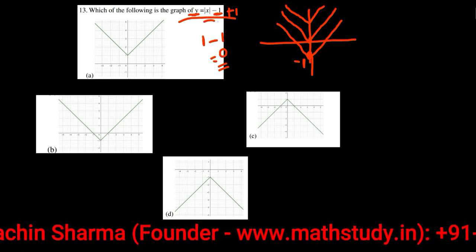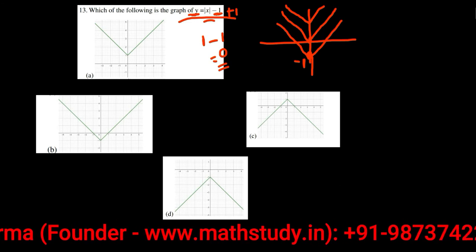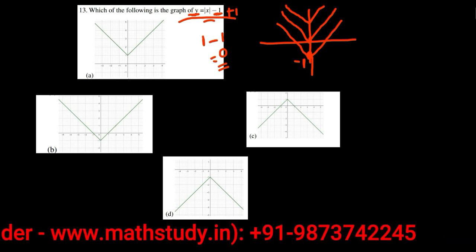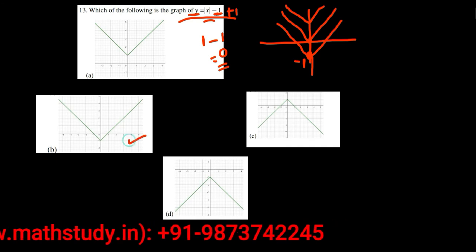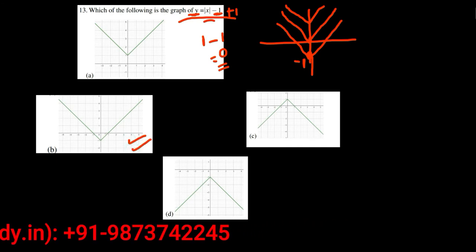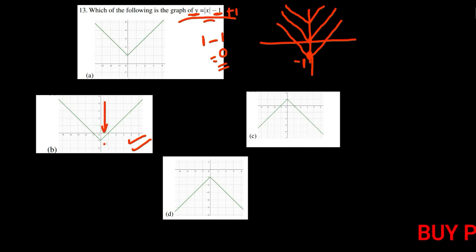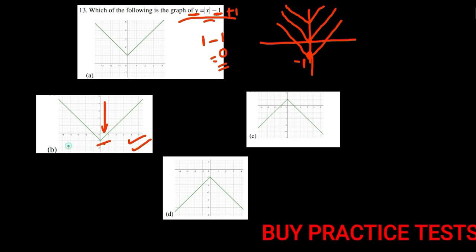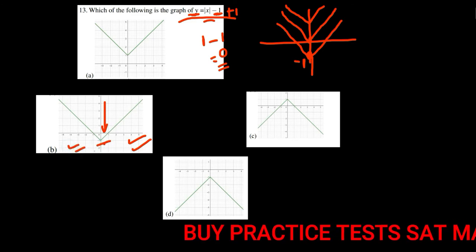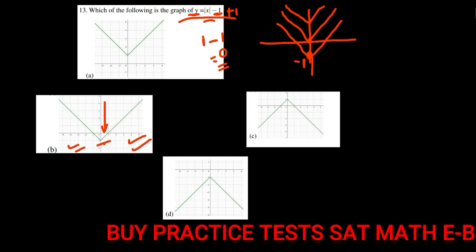We can easily find the solution of this one, y is equal to mod x minus 1. So here we can see that our option number B is matching with our answer, right? Because here minus 1 means we have reduced 1 unit in the y-axis. So therefore our answer is option number B. So that was our question number 13. Now let's move towards our question number 14.